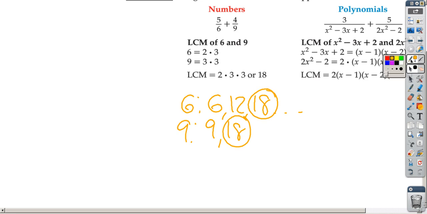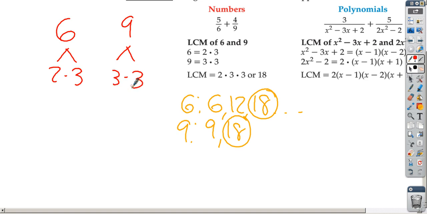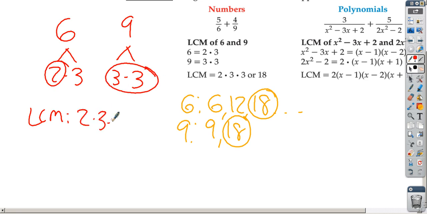Okay, another way to do it, if you don't want to list the multiples, is you can make a factor tree. If I make a tree for 6, that factors to 2 times 3, and 9 factors to 3 times 3. What you want to do is take the most number of times that each factor occurs. The most number of 2's is 1, and the most number of 3's is 2. So I need to include 2 of those. When you multiply 2 times 3 times 3, you do get 18. So that's how to find the least common multiple.